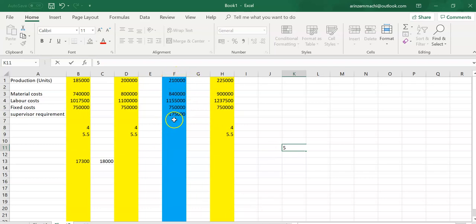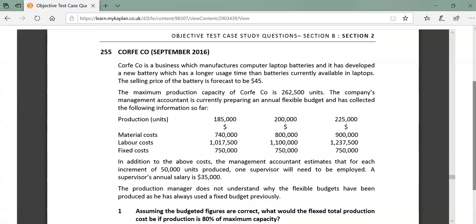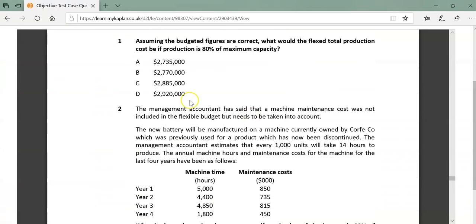So they tell us the salary, and it's £35,000 each. So you need 35,000 times 5, so you have 175,000. And so your total cost becomes 2.92 million. So if you go to your answer sheet, your question bank, and look at the questions, you will see your situation here. That's it. So that one is D.